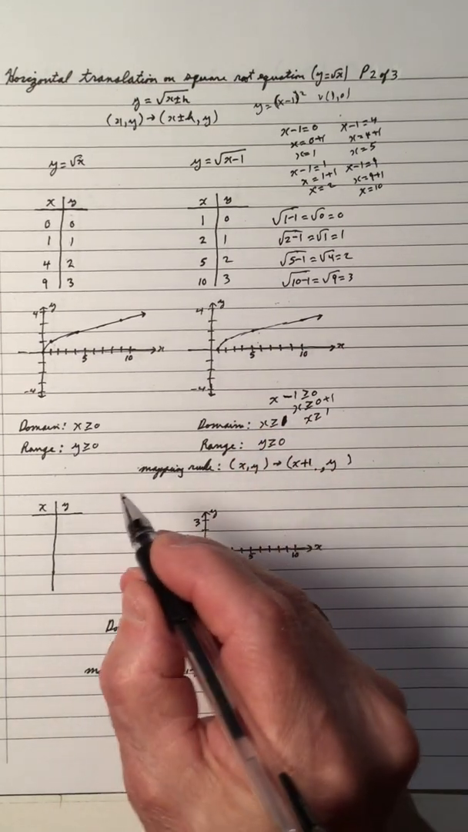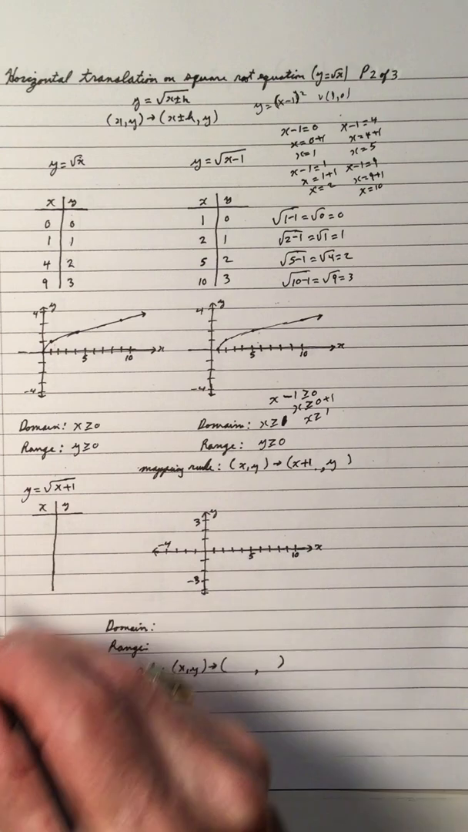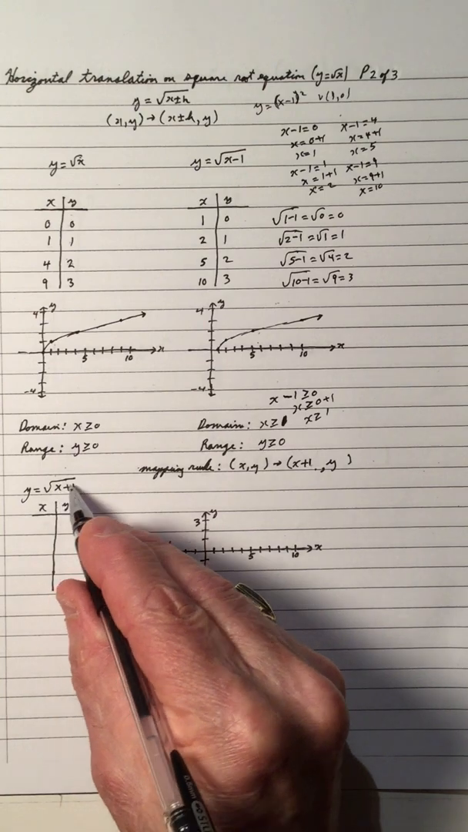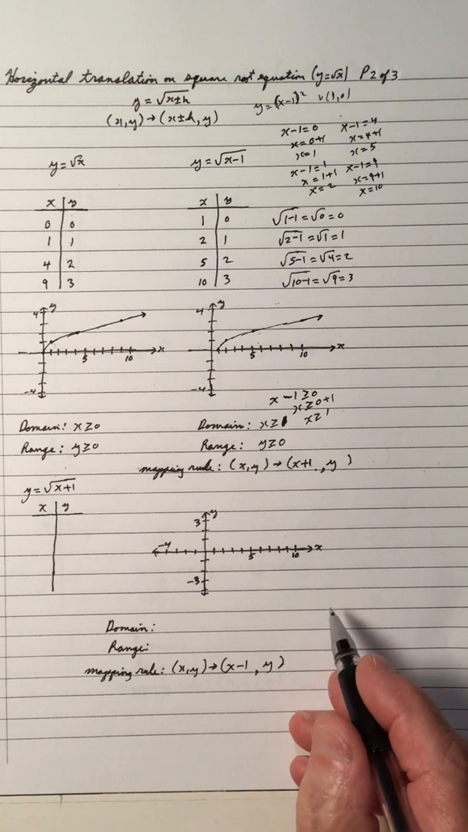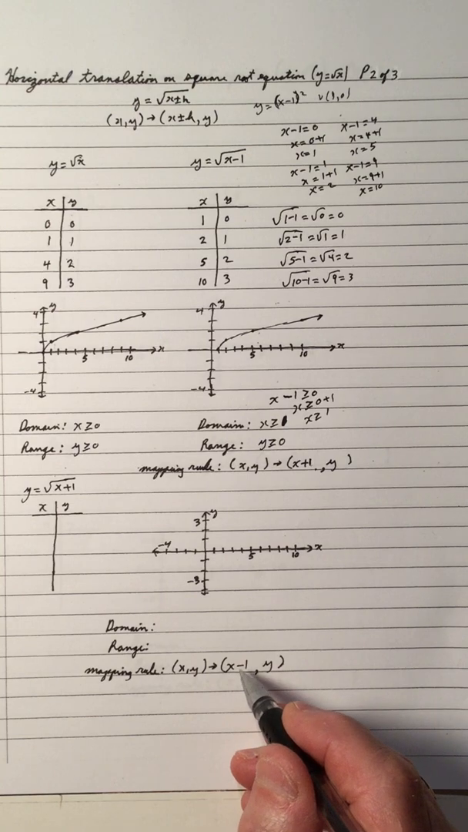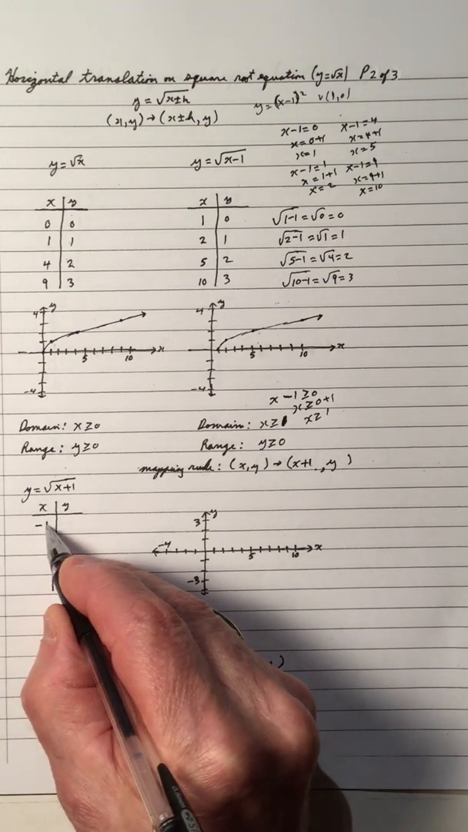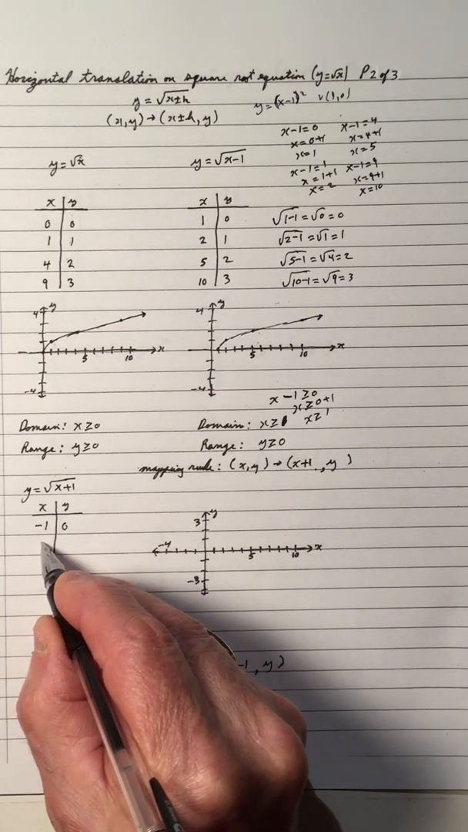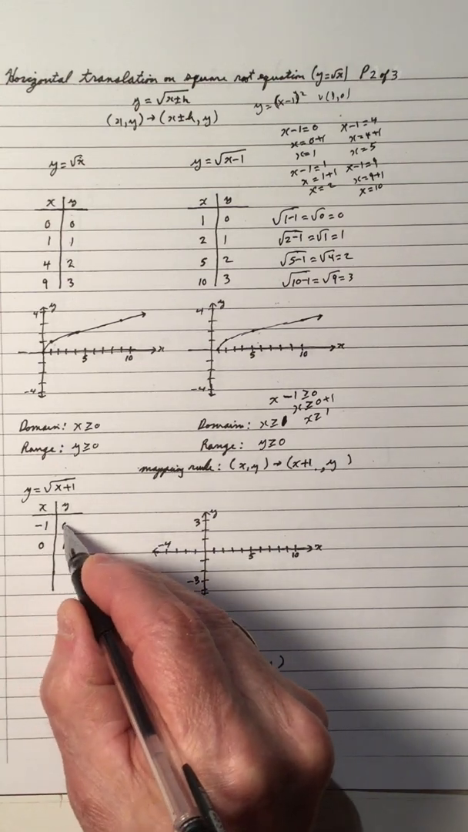And let's look at the equation. Y equals the square root of x plus 1. So it's an x plus 1 underneath the root. So that means that the mapping rule, again, that's a plus 1, so it's an x minus 1, comma y. The opposite. X plus 1, x minus 1. So that means we're taking 1 off. If you put a 0 in here, you get a 1. But if you put a negative 1 in, you get a 0, and the square root of 0 is 0. If you put a 0 in, you'll get a 1, and the square root of 1 is 1.